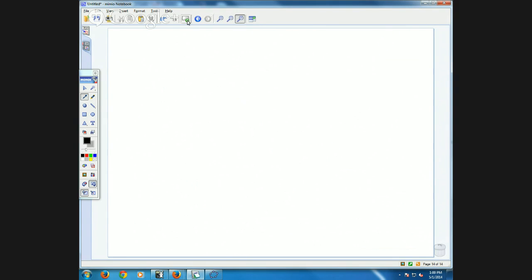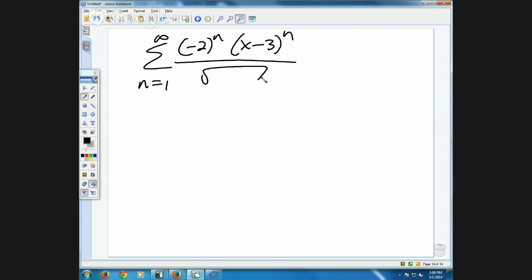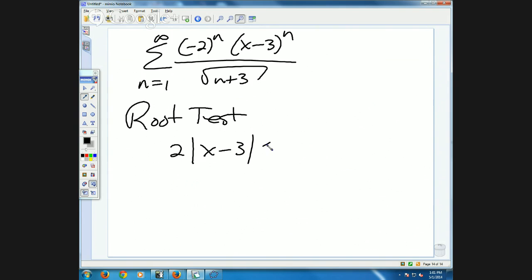Okay. So we had, let's back up a step, the sum from 1 to infinity of negative 2 to the n times x minus 3 to the n all over the square root of n plus 3. And we applied the root test, and it gave us that twice the absolute value of x minus 3 has to be less than 1.